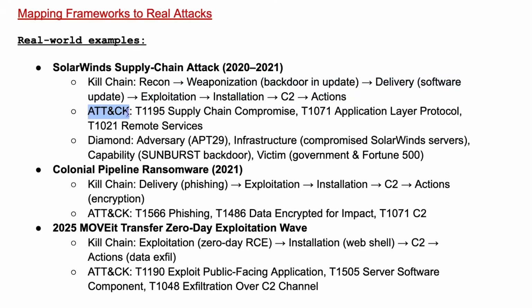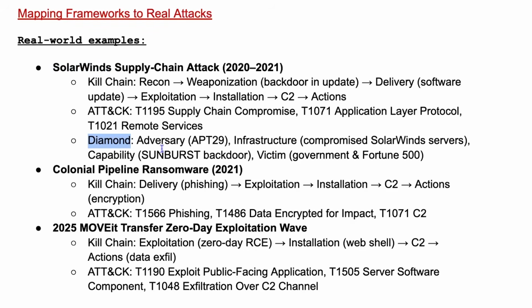Then there's the MITRE ATT&CK ID that was attached to it. The technique is T1195, which is supply chain compromise. There's also the application layer protocol technique, because the application layer was messed with. And there's also the remote services technique, because they were able to gain C2 control and remote connections. So there are actually 3 techniques that map to this specific attack.